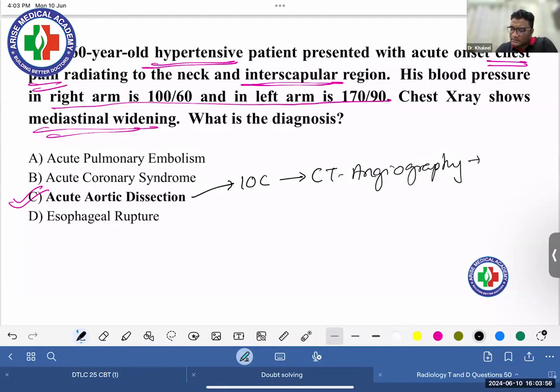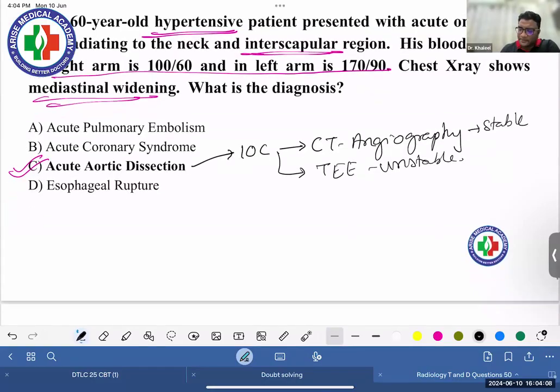So this is an unstable patient. And in case of an unstable patient, we go for transesophageal echocardiography. Transesophageal echocardiography in unstable patients.